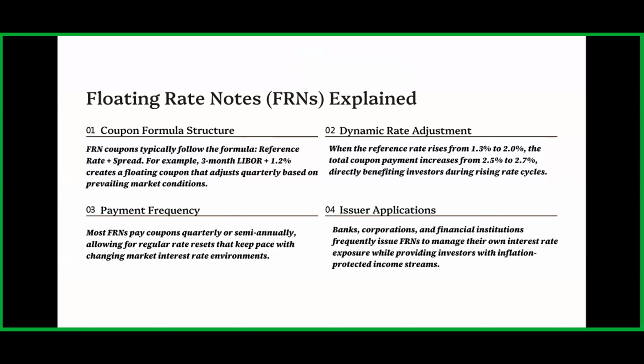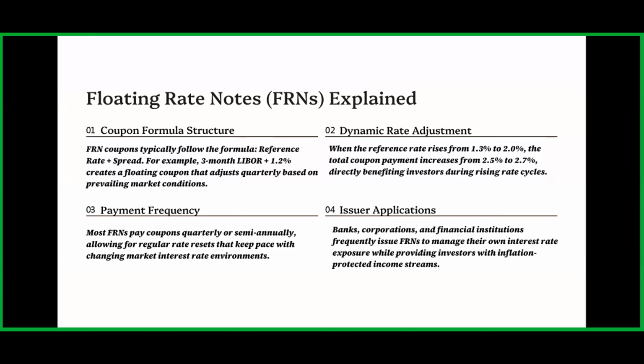When the reference rate rises from 1.3 to 2.0, the total coupon payment increases from 2.5 to 2.7. We already know that when LIBOR, the London Interbank Offered Rate, increases, we add 1.2 to it. So when LIBOR is 1.3, we add 1.2, and the final coupon rate is 2.5. This is how we adjust the coupon rate or the interest rate.